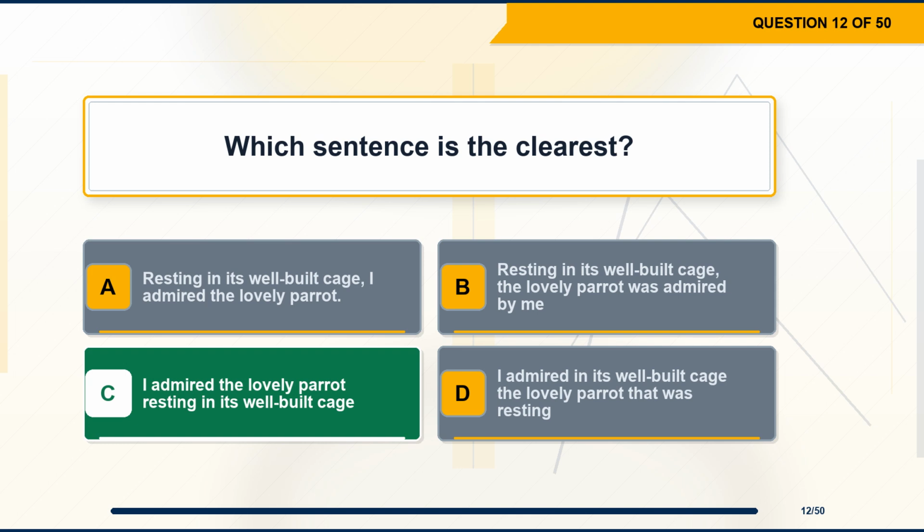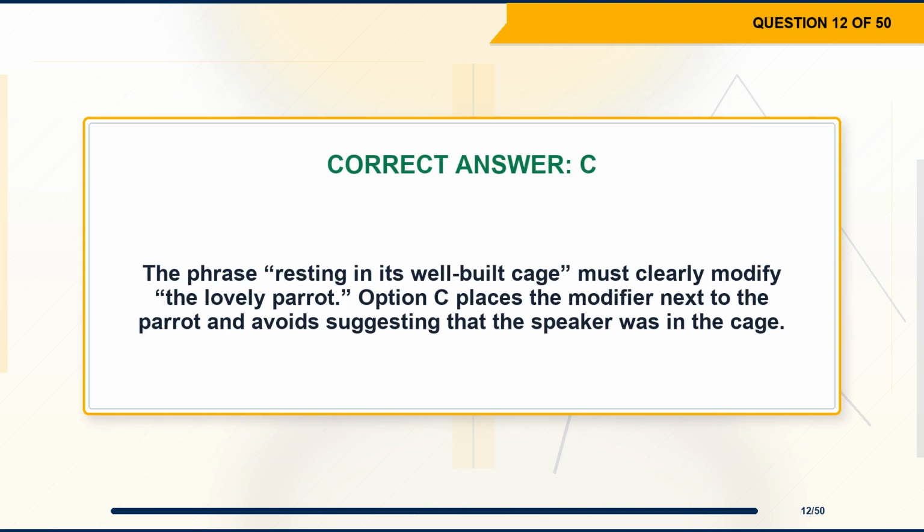I admired the lovely parrot resting in its well-built cage. Explanation. The phrase resting in its well-built cage must clearly modify the lovely parrot. Option C places the modifier next to the parrot and avoids suggesting that the speaker was in the cage.